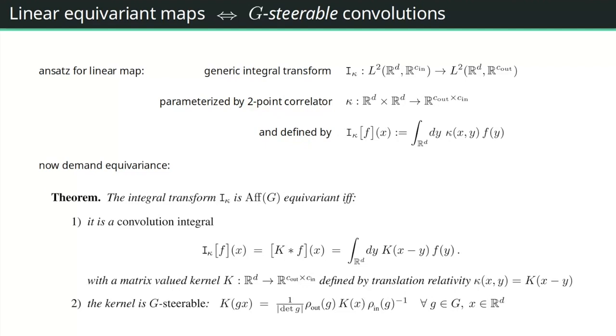And it's just this constraint here, which says that K(gx), this is kind of taking the kernel and then applying a spatial transformation to it. Like, you could rotate your kernel spatially. This should be the same as here on the right, K(x), so the non-rotated or non-G transformed kernel, but being left and right multiplied by rho_out and rho_in inverse. And this rho_in and rho_out acts on the matrix components of the convolution kernel. And the transformation on the left-hand side is what happens if you rotate it spatially. And I will give some examples to make that a bit more visual.